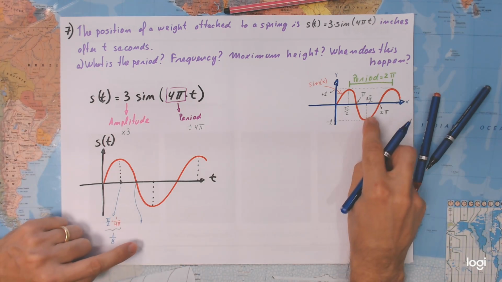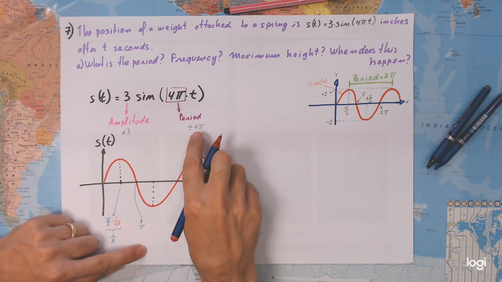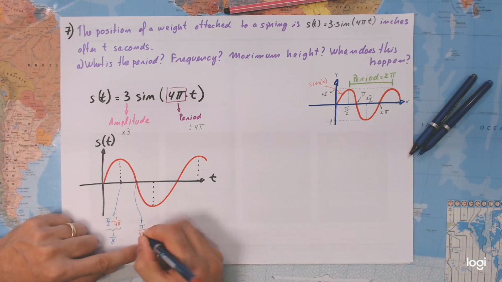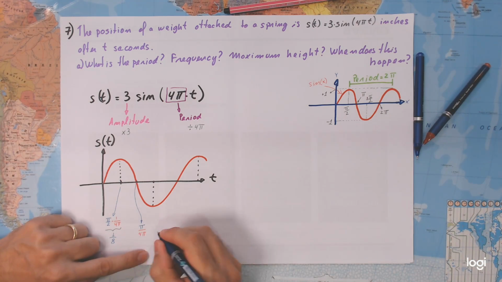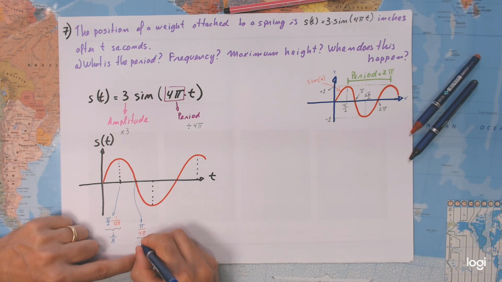In here, it used to be pi. But now we are going to divide by 4 pi. Everything is divided by 4 pi. Meaning the new value is just going to be 1/4.